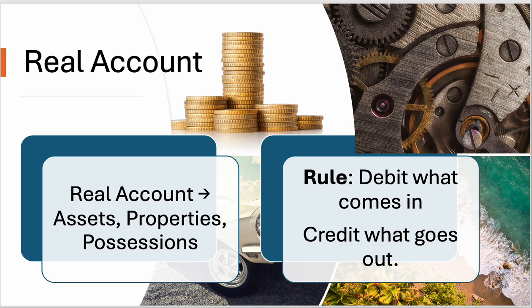Next, we have the real account, which is tied to assets, properties, or possessions. The rule here is debit what comes in, credit what goes out. Continuing our previous example, suppose you have sold the goods for cash. Cash, being a real account, is coming in. The rule here is debit what comes in. So cash account needs to be debited.